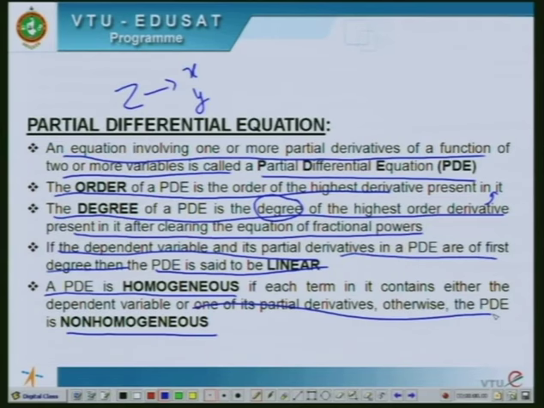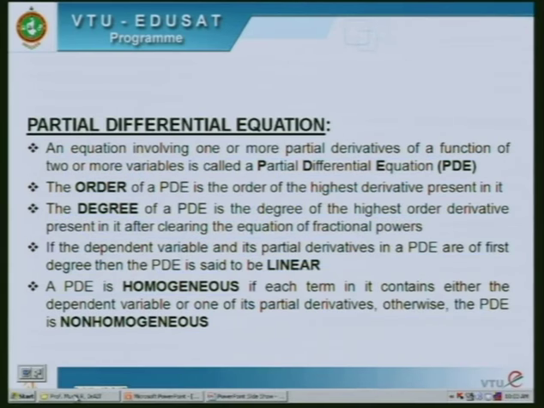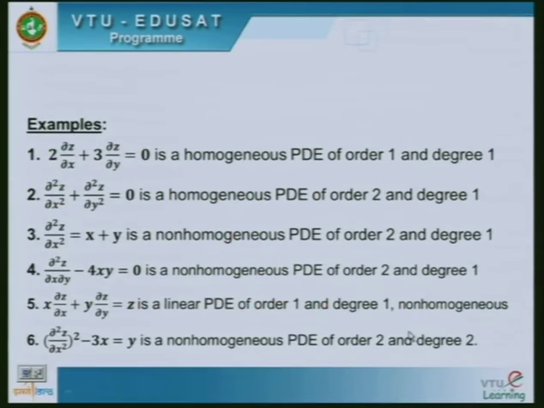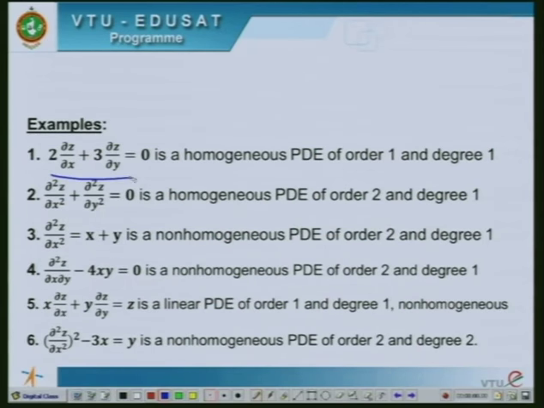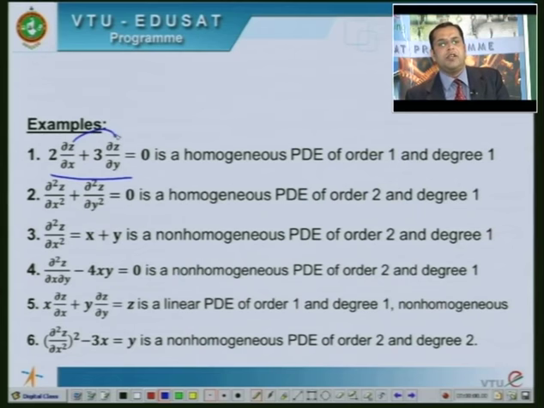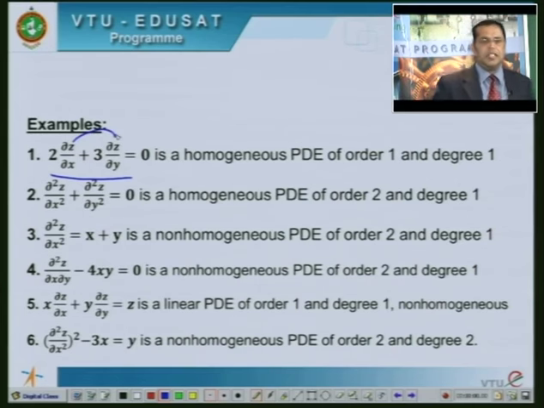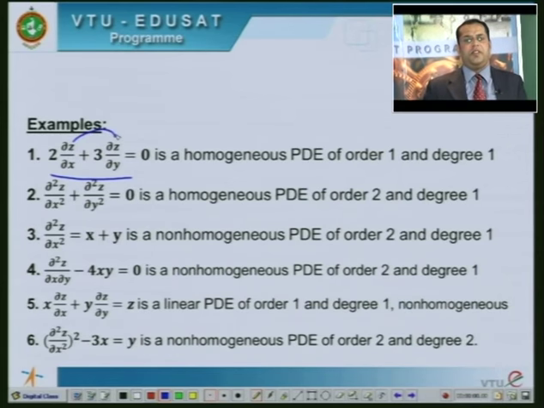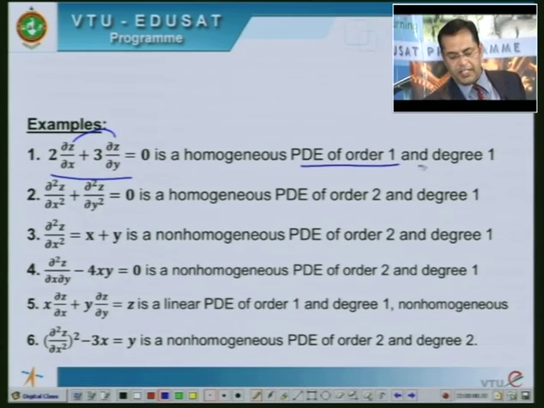Before we go to the formation of PDEs, let us look into some examples. The first example, 2 ∂z/∂x + 3 ∂z/∂y, is a homogeneous PDE of order 1 and degree 1. You can observe it is order 1 because there are two partial derivatives, ∂z/∂x and ∂z/∂y, both are first order, and the degree, that is the power of the partial derivative, is 1. So, it is a PDE of order 1 and degree 1.